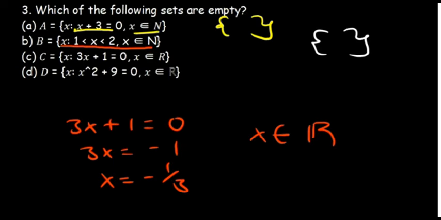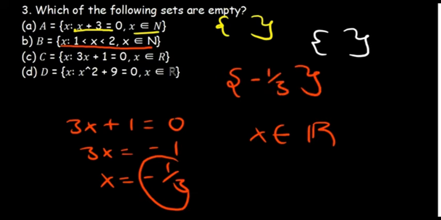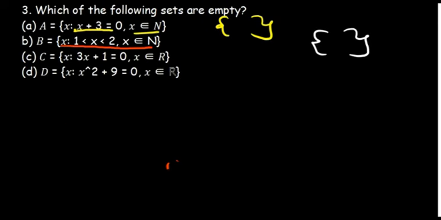So, is negative 1 over 3 a real number? Yes, it is. So for set C, we do have a member, which is negative 1 over 3, and we therefore cannot say it is an empty set. It has members. Then finally, so far only one is not an empty set: A and B are empty sets.